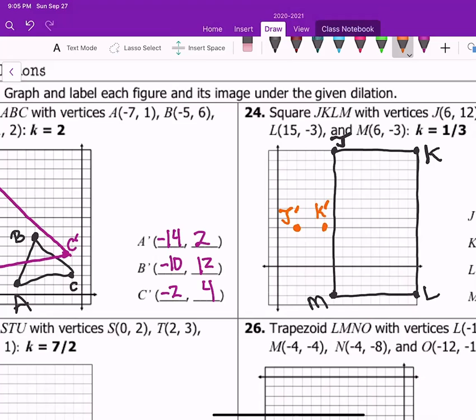And then 5, negative 1. So 5, negative 1. This is my L prime. So L prime, it's going to get crowded in here. L prime. And then 2, negative 1, which is M prime. Connect the dots. All right. Oh. Let me redo this one. Oh. All right. And that is how you do these dilations.